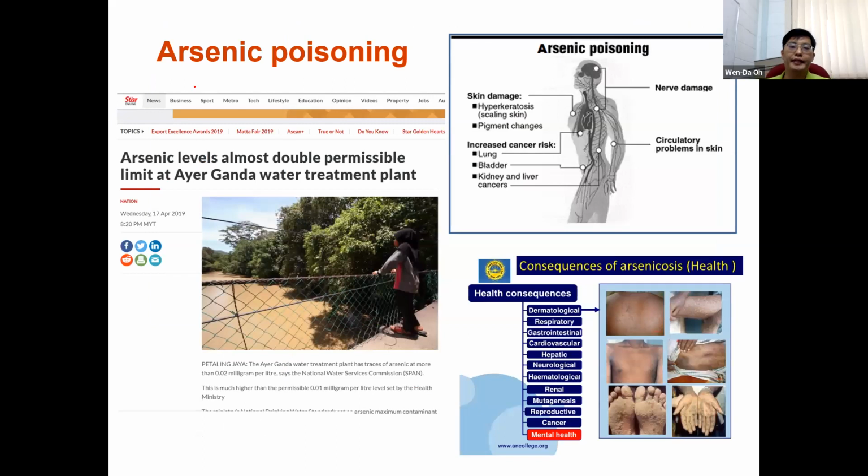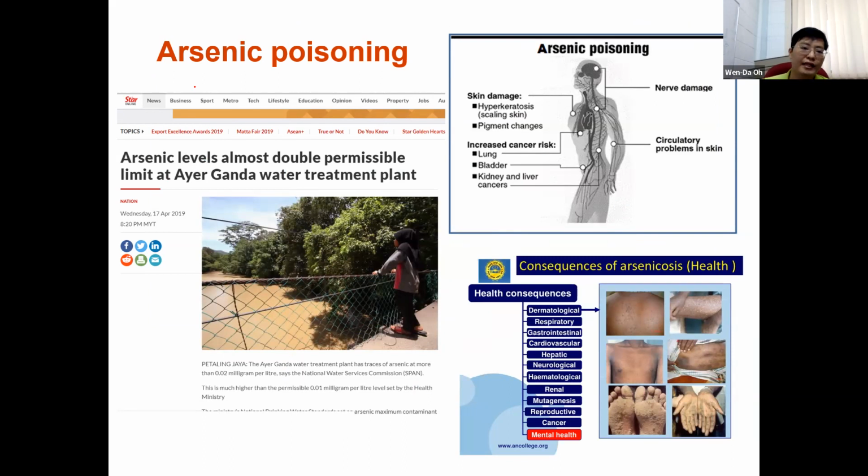Another example is what we call arsenic poisoning. Arsenic is one of the heavy metals that is of concern in many countries, particularly in countries where water is very difficult to get, right? So arsenic poisoning happens in water, groundwater, right? Mostly in groundwater, but sometimes it can be in a lake or a river.